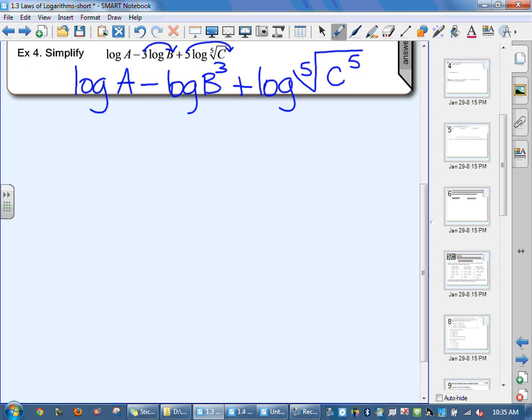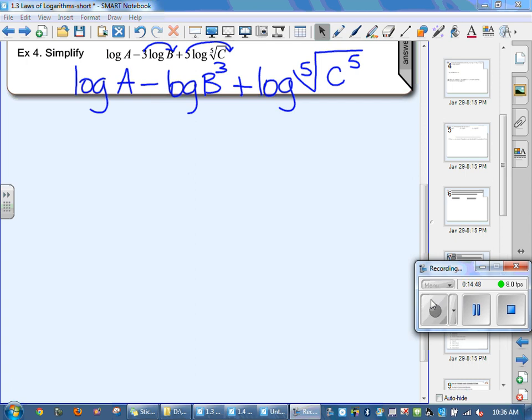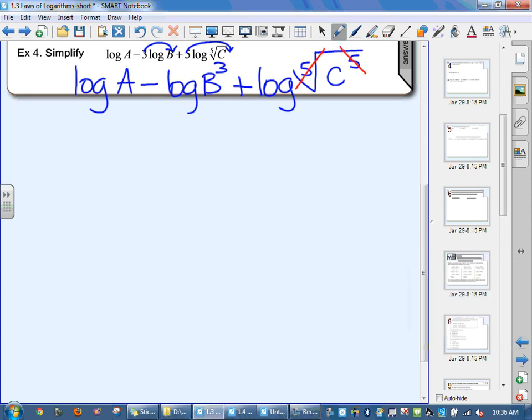Okay, moving on. At this stage, you're going to see that something cancels. Opposite operations always cancel. So you're going to see the 5th root and the exponent 5 cancel. So all we have left here is just log c sitting there. So when we combine them, if we've got more than one expression to combine, we take the first two and combine them, rewrite it, and then put the second one and combine it. So we would take those two first.